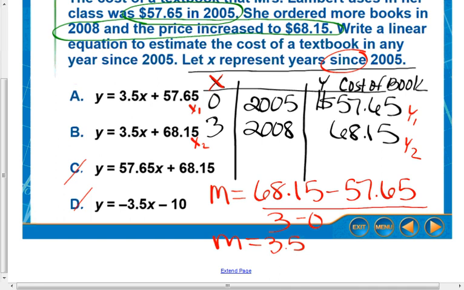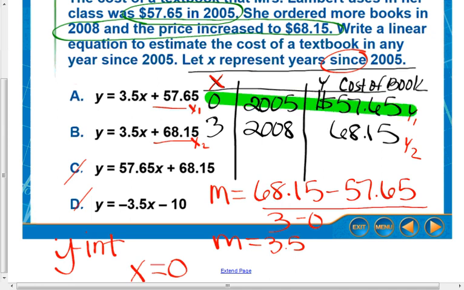Well, the number at the end is the y-intercept, right? And at the y-intercept, what is equal to 0? Remember, it's the opposite. X is equal to 0. So we look at our table, and we find where x is 0. Boom. And we go all the way across, and ladies and gentlemen, our y-intercept should be this one. So the answer's got to be A. And if you plugged it in, you would get 57.65. Okay?